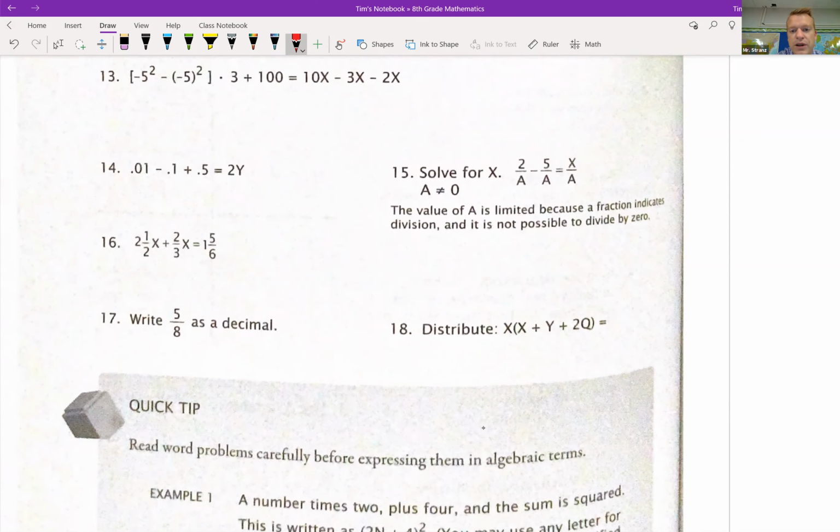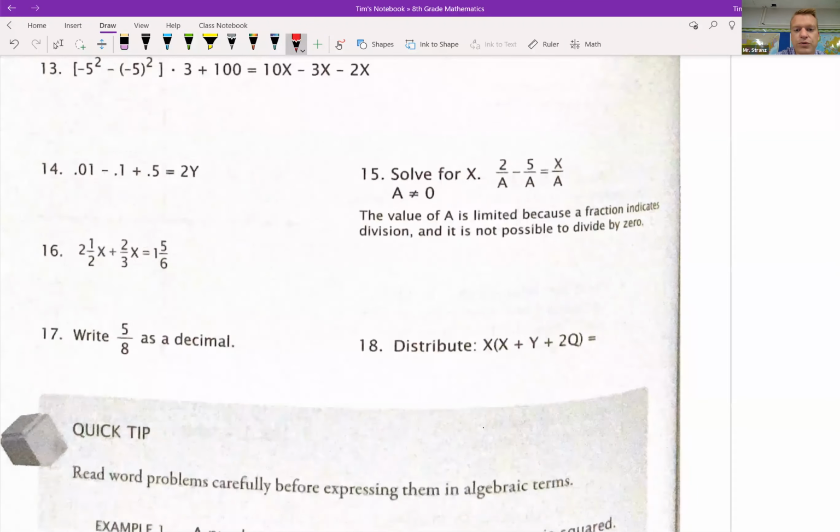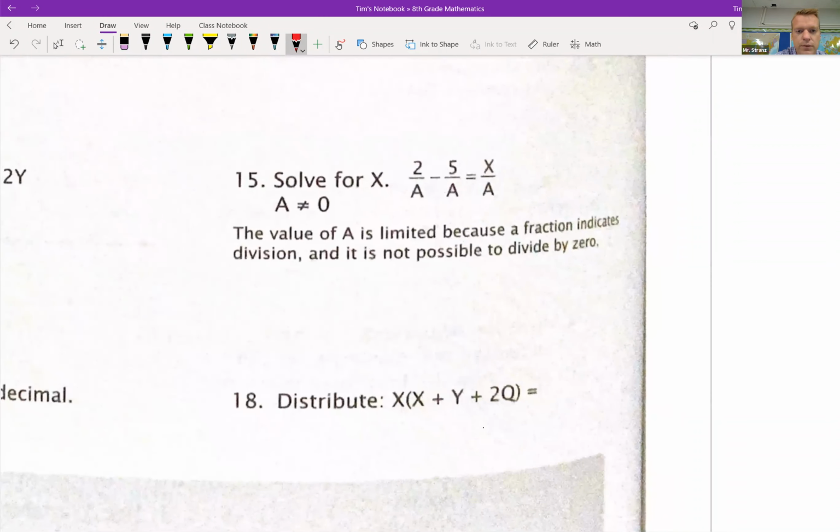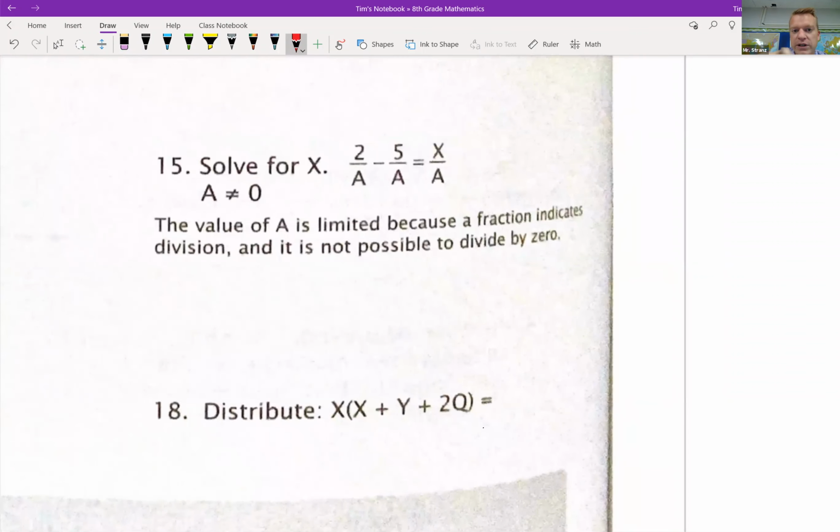15, the value of a is limited because a fraction indicates division, and it is not possible to divide by 0. So it's just telling you in this one that a cannot equal 0. All right, so you need to solve for x. 15 is a little tricky, but I want to see kind of what you come up with. In fact, we'll do 15 together. So it says solve for x. You got 2 over a minus 5 over a equals x over a.